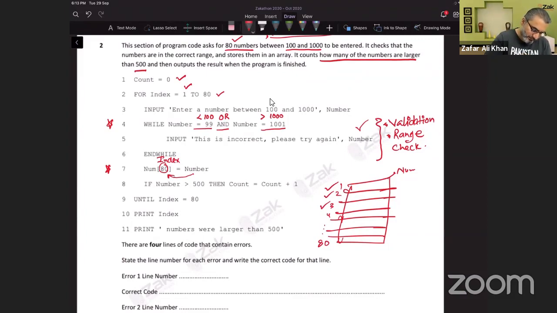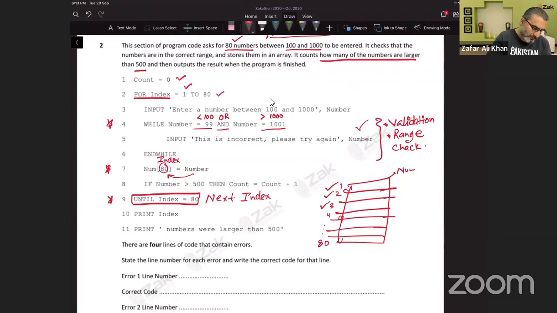This is correct. Until index is equal to 80. No, this is for next loop, so we will be using next index. Because this was for index, this is next index. Then print index.